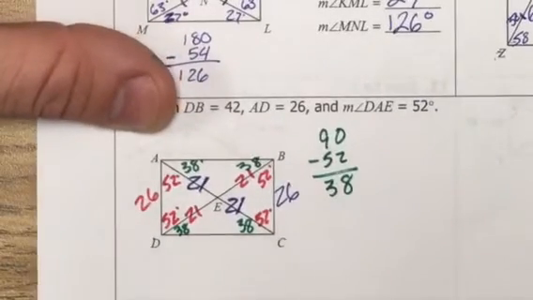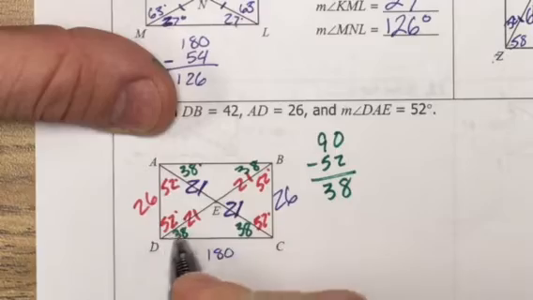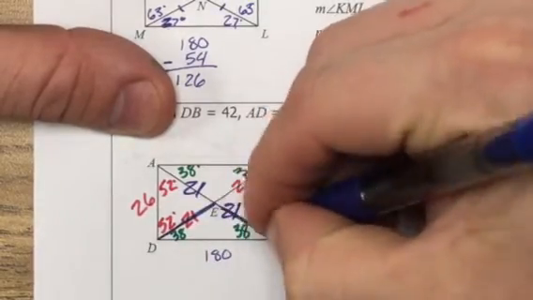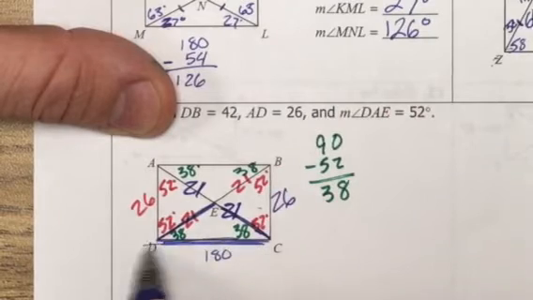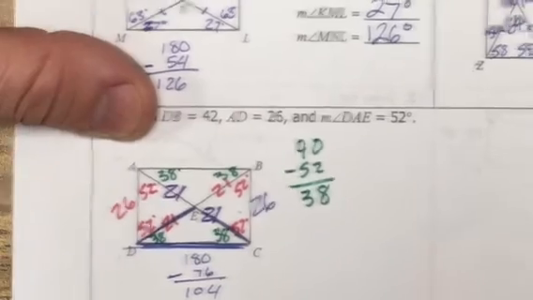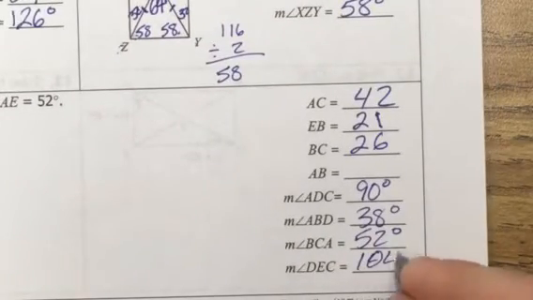So let's start out looking for DEC. DEC is right there. There's 180 degrees in my triangle. I'm going to go ahead and outline the triangle for you real quick. There's my triangle. So 180 degrees minus the 76 degrees puts me at 104. Okay, so DEC would be 104 degrees.